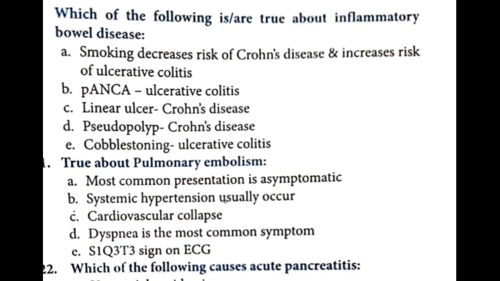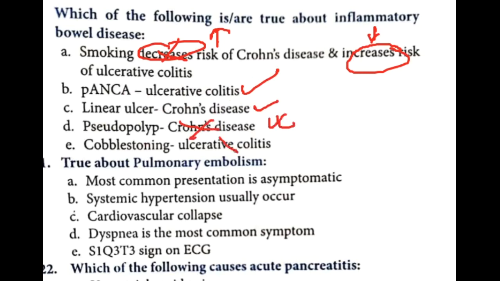Next question, which of the following are true about inflammatory bowel disease? Smoking decreases the risk of Crohn's disease and increases the risk of ulcerative colitis. Actually it is the opposite. Smoking increases the risk of Crohn's disease and decreases the risk of ulcerative colitis. P-ANCA is associated with ulcerative colitis, true. Linear ulcers are seen in Crohn's disease. Pseudopolyps are seen in ulcerative colitis. Cobblestoning is seen in Crohn's disease.